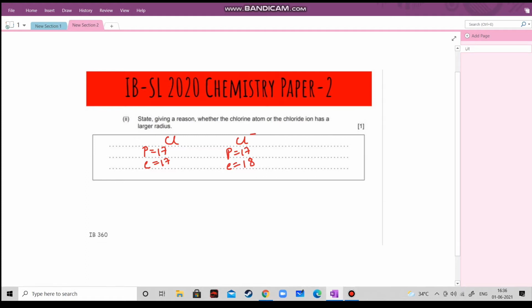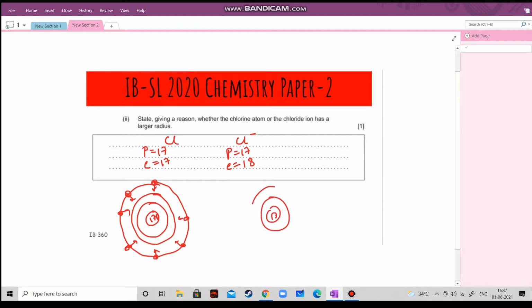If I draw this chlorine atom here, let's draw the outermost electrons. Here we have 8 outermost electrons, I mean 7 for chlorine. As there are 17 protons here, all of the electrons will face the same attractive force here as compared to Cl minus. We will draw Cl minus also.